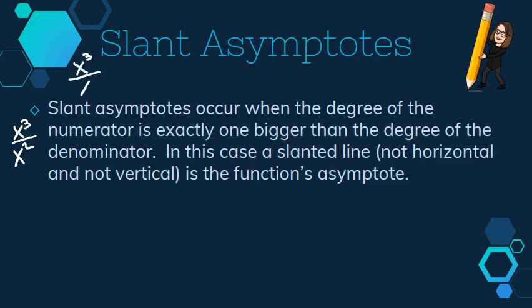If we have a degree of 3 on top and a degree of 1 on bottom, that is a different case that we're not going to explore now. So we're concerned about 1 degree higher when it's top heavy.